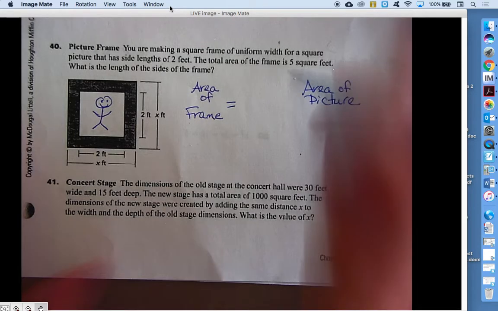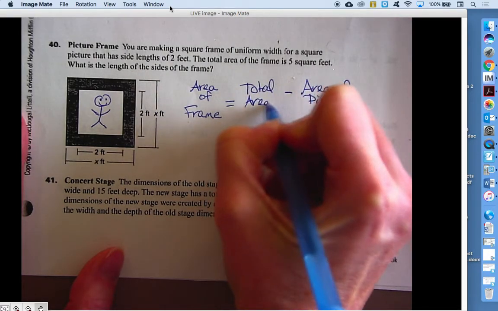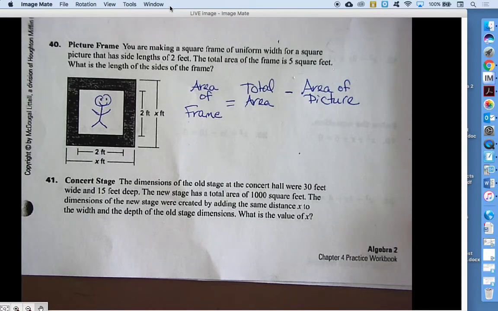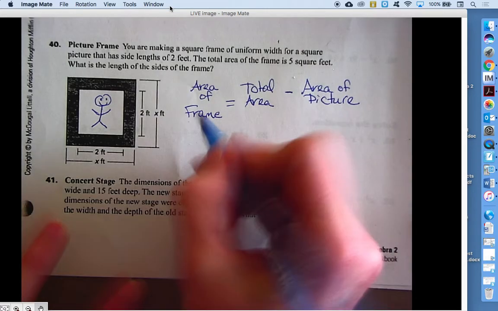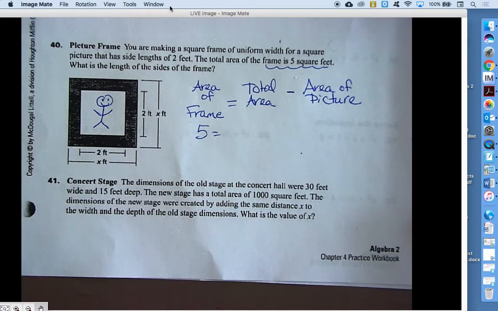So we need to take the total area of the whole entire piece, and if I subtract the area of the picture, then whatever's left should be the area of the frame. So you've got the whole entire piece, the frame including the picture. But if I just want to deal with how much my frame should be, I need to take that entire area and subtract the area of the picture so that I have that extra piece left. So the area of the frame is 5 square feet. They tell us the total area of the frame should be 5 square feet.